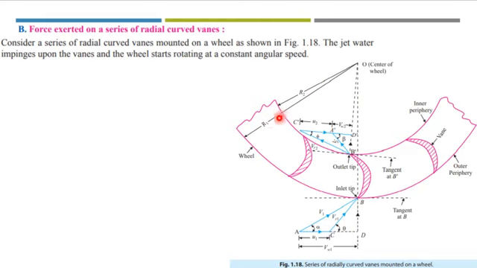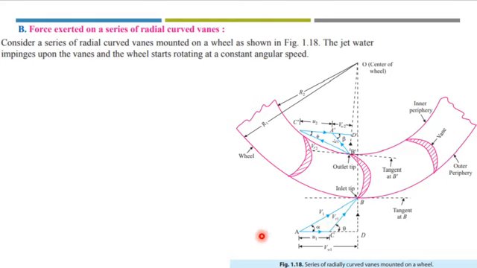Now if a series of radial curved vanes are fitted, then what will be the scenario? In this case, consider a series of radial curved vanes mounted on a wheel. This is a wheel. This is the wheel center. This is R1 and this is R2. These are different radii at the outlet and at the inlet. You can see these are different vanes which are mounted on a wheel. The jet of water impinges upon the vanes and the wheel starts rotating at constant angular speed.